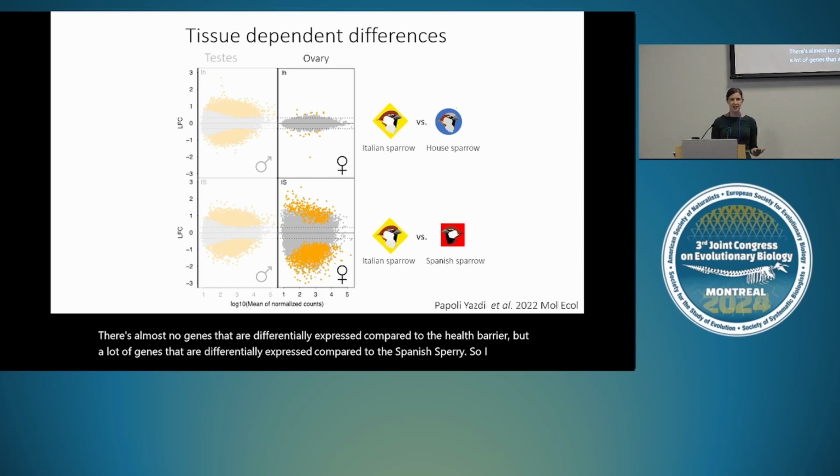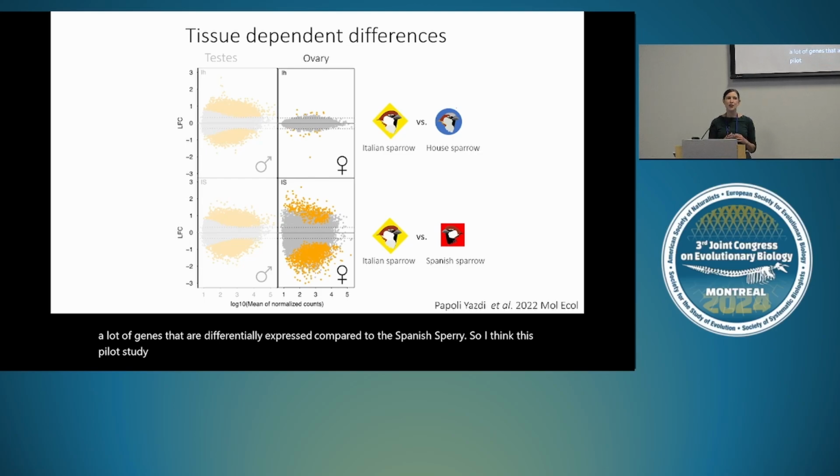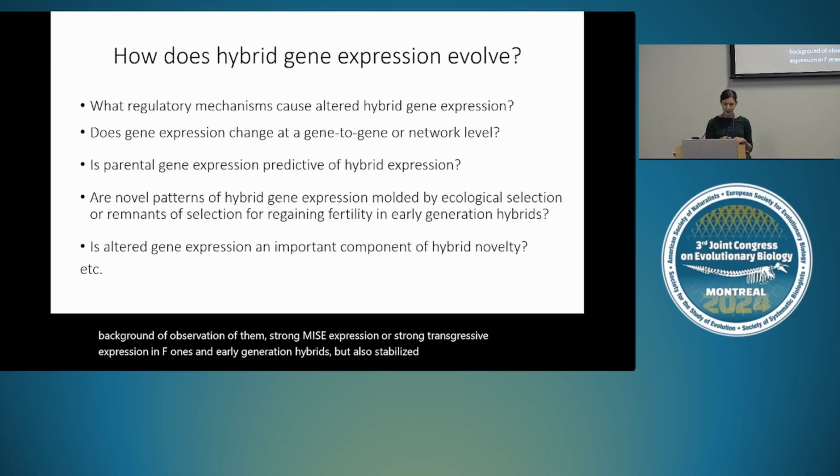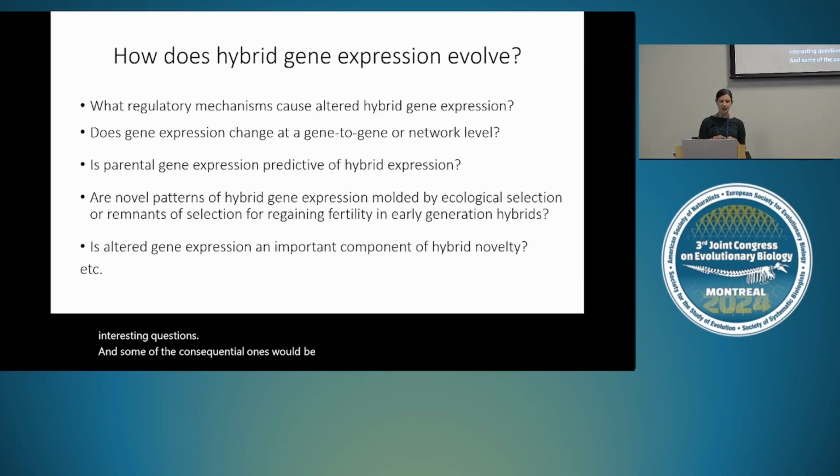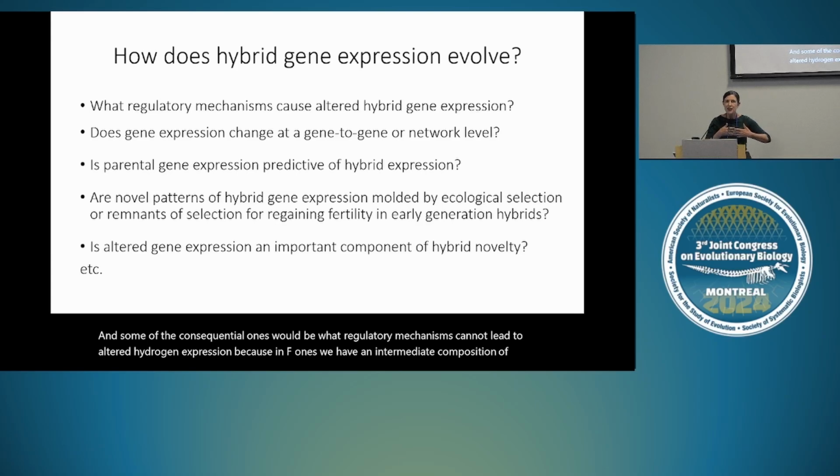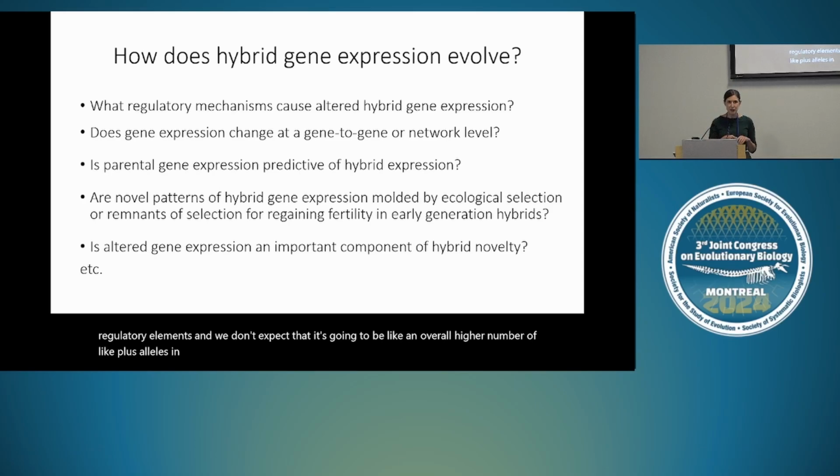So I think this pilot study just leaves us with a lot more questions than answers, and I think that this entire background of observation of strong misexpression or strong transgressive expression in F1s and early generation hybrids, but also stabilized hybrids, begs a lot of interesting questions. Some of the consequential ones would be what regulatory mechanisms can lead to altered hybrid gene expression, because in F1s we have an intermediate composition of regulatory elements, and we don't expect that it's going to be an overall higher number of plus alleles as in the sunflower example before, already in the F1 generation.